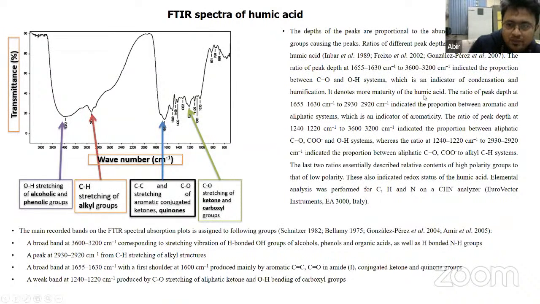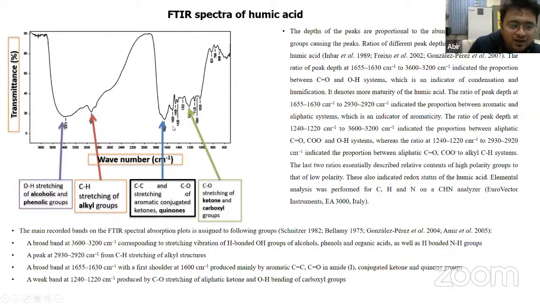The ratio of peak depth of this one, 1655, to this one, means this quinone divided by the alcoholic or phenolic groups, is an indicator of condensation and humification. More the quinone structure, more the maturity. So it denotes the maturity, and it is known as the humification index. Then obviously we can take the ratio of this one here, 1655, this quinone, with this alkyl group.